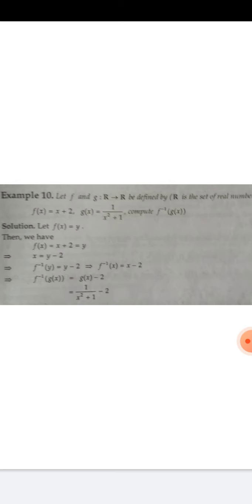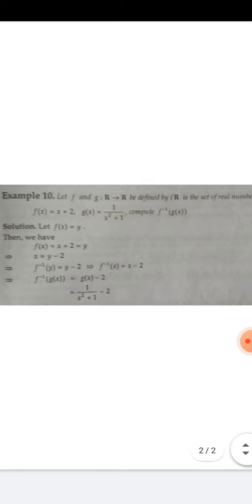Similarly, y is equal to x plus 2, so x is equal to y minus 2. In the form of y, f inverse of y is equal to y minus 2. Similarly, f inverse of x is equal to x minus 2. So we have computed f inverse of x as we did in example 1. Do the same as in the previous example. So you will get f inverse of x is equal to x minus 2. Put the value of function g(x) in place of x in f inverse, then you will find f inverse of g(x).